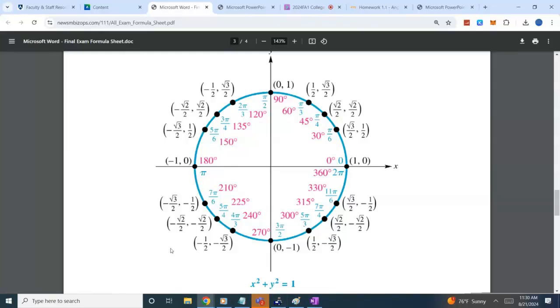Question? In what instance would we use negative angles in real life? In real life? Yeah.